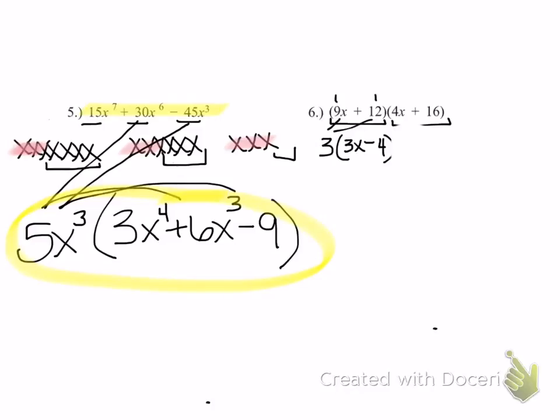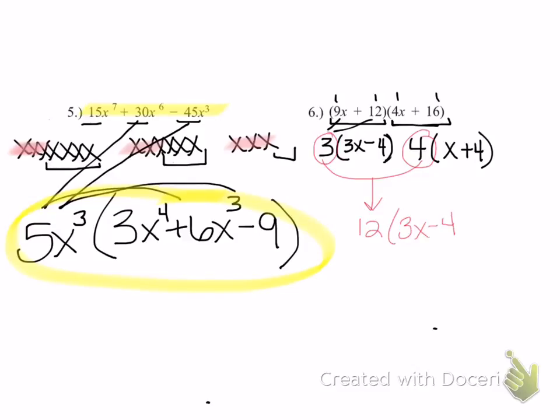I'm looking at 4x and 16. Well, we know that 4 divides both of those numbers. So we would have x plus 4 left over. But we still have to condense this and combine the two GCFs. So 4 times 3 gives me a 12, and then in parentheses, my leftovers, I've got 3x minus 4, and then x plus 4. And that is my answer.